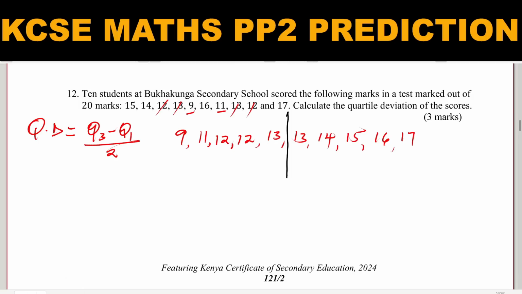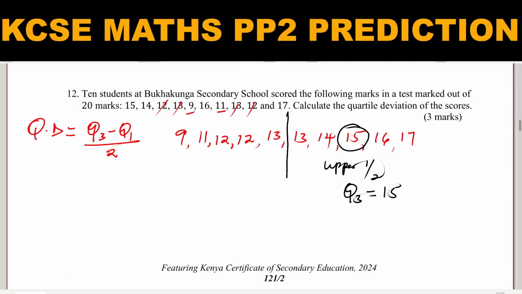Now to get Q3 is the median of the upper half. This is the upper half. So the median of the upper half, identify the median. So direct, the median is 15. So the median of the upper half is what we refer to as Q3, which is 15.